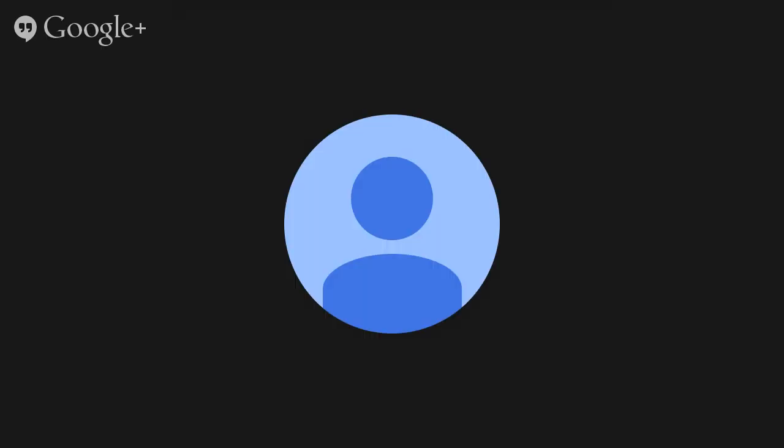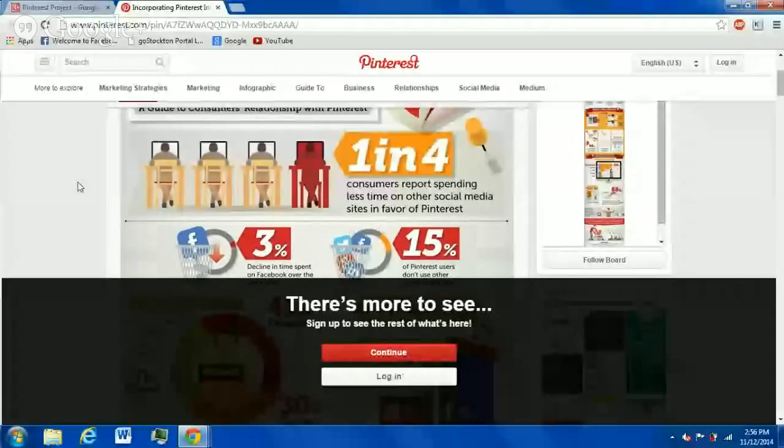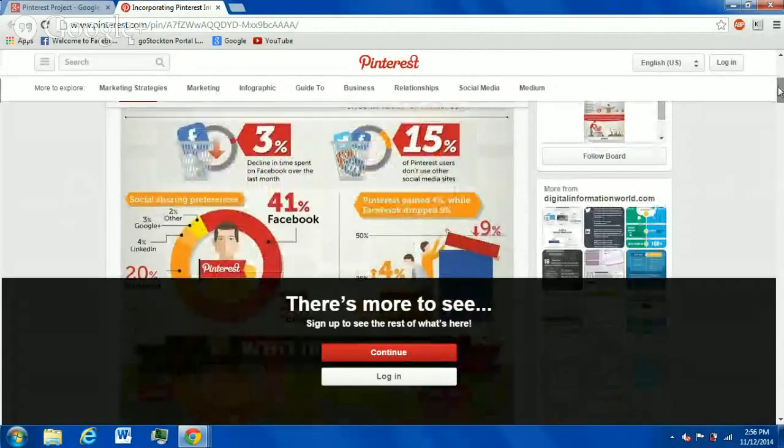Pinning it to consumers' relationship with Pinterest. According to Pinterest's information, 1 in 4 consumers report spending less time on other social media sites in favor of Pinterest. Facebook is down 3% in time spent in terms of its users over the last month, while Pinterest is up considerably more. 15% of Pinterest users don't use other social media sites whatsoever.